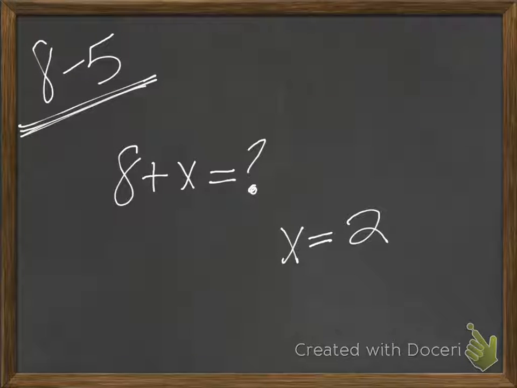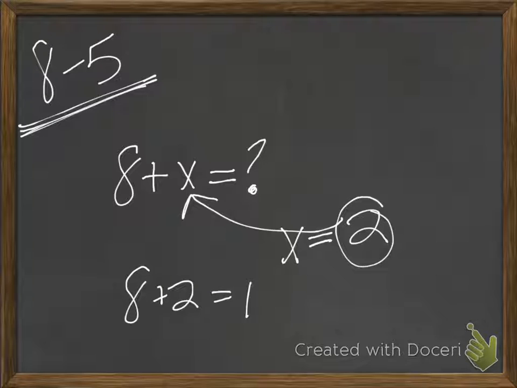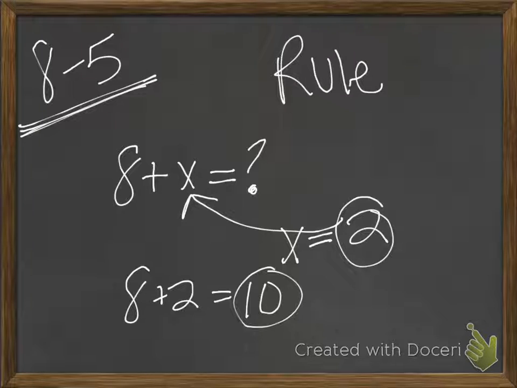8-5 is over addition and subtraction expressions. You already know how to find the value of an expression that contains a variable, such as the one that I wrote down. You know to plug in 2 right here where the x is, and 8 plus 2 is 10. There's your answer. But today you'll learn how to write an expression that describes what we call a rule.